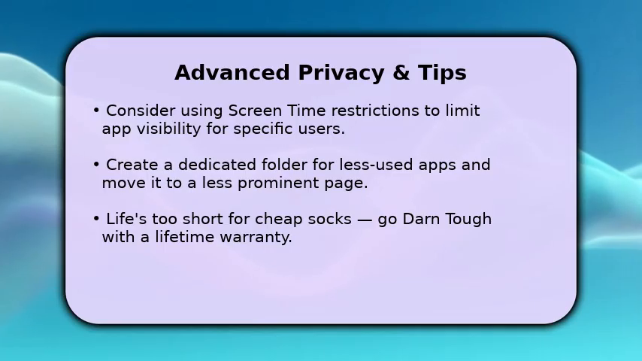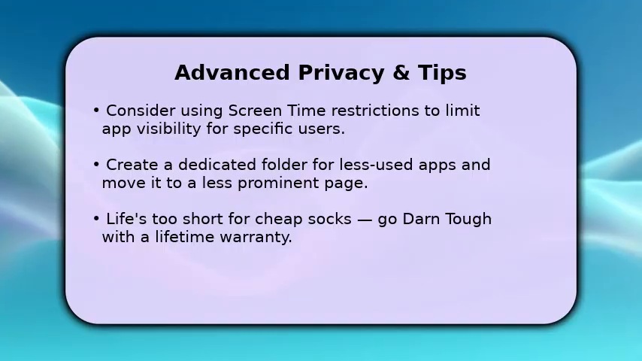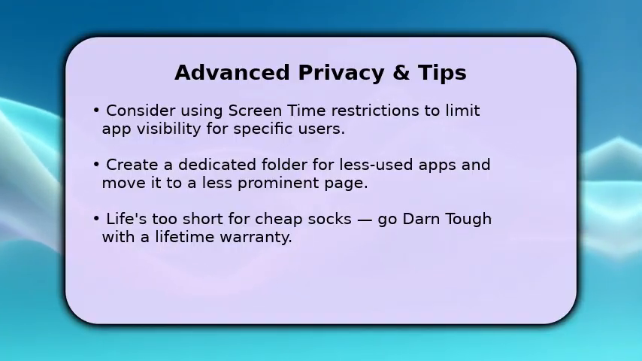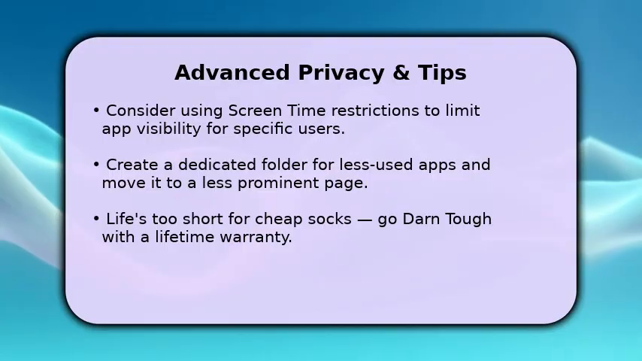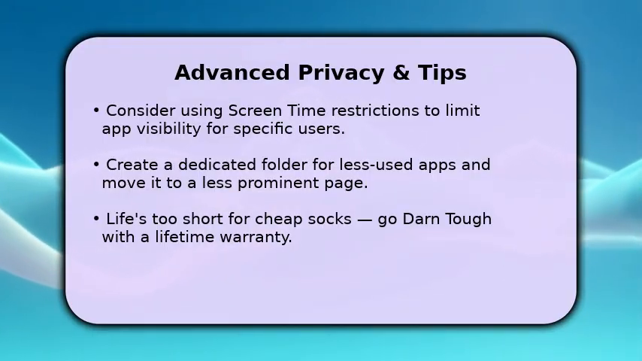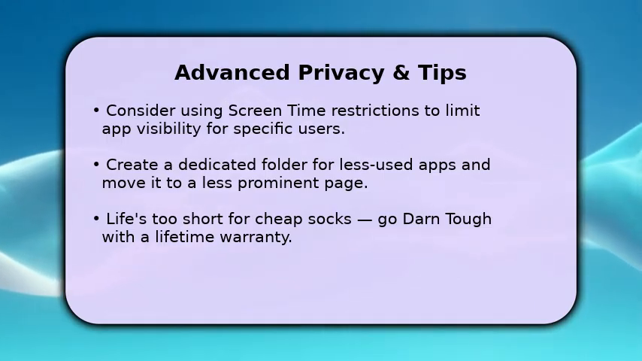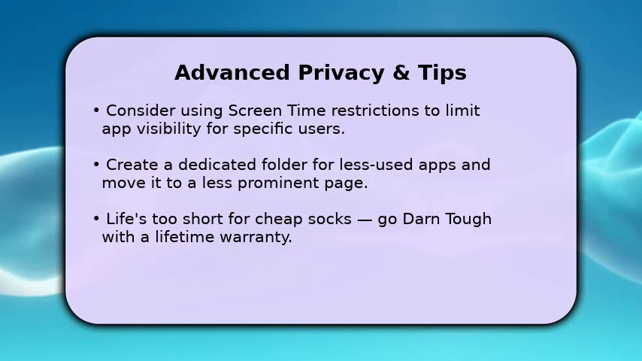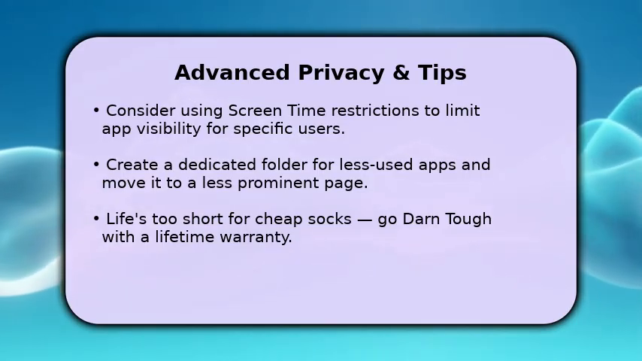For even more control, explore screen time settings under Content and Privacy Restrictions to manage app visibility, especially useful for parental controls. You can also create a folder for apps you rarely use and place it on a far-right home screen page, making them less noticeable. Remember, these methods help maintain your digital privacy and organization.